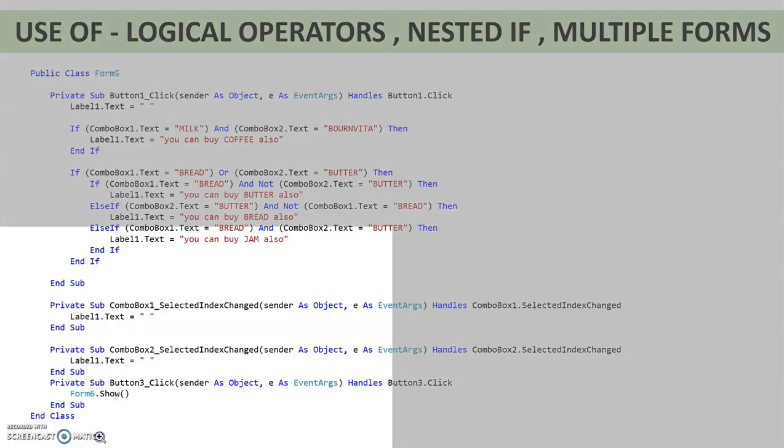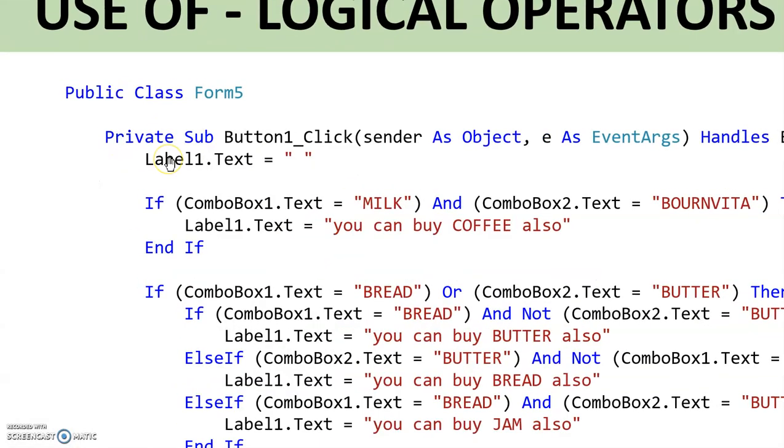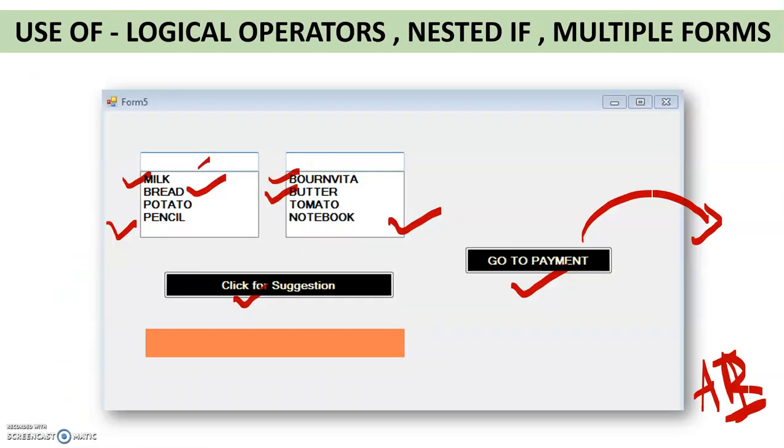Okay, so here you have the coding. I have not given names to any of the controls, so just understand that this is your first form. Then the button one click event, this is my suggestion. What happens when I click on this button? First it should clear the text of my label. So where is your label? Here is the label. Whatever is written in the label, first it should clear it.